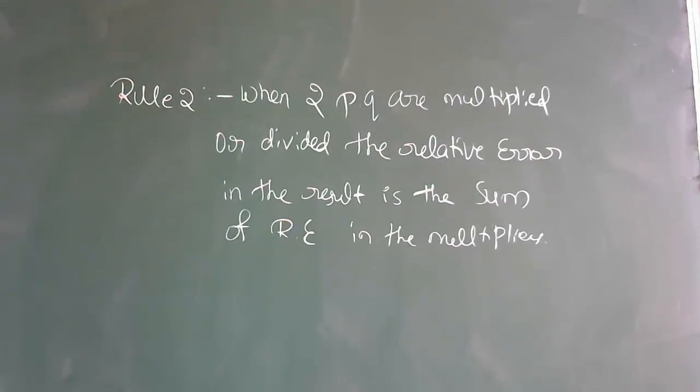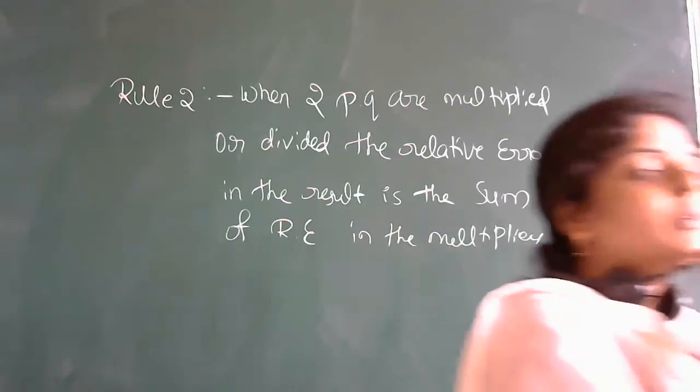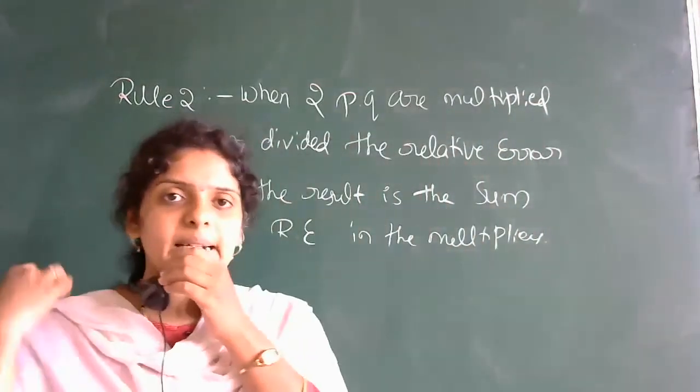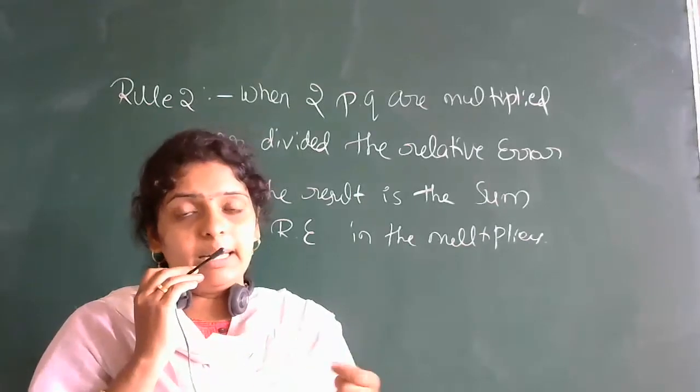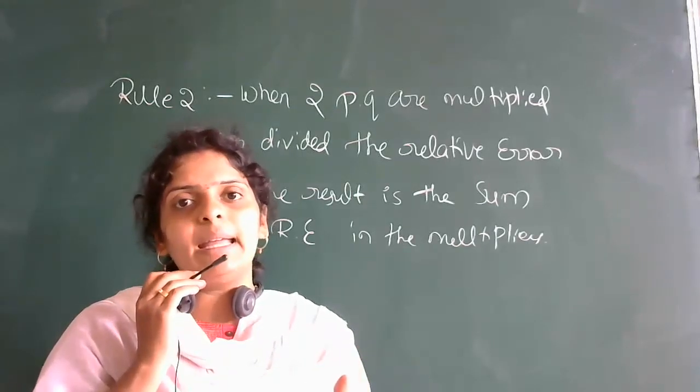Relative error is nothing but the ratio of mean values. So relative errors are represented as the ratio of delta A mean, that is, the absolute error mean, divided by A mean.